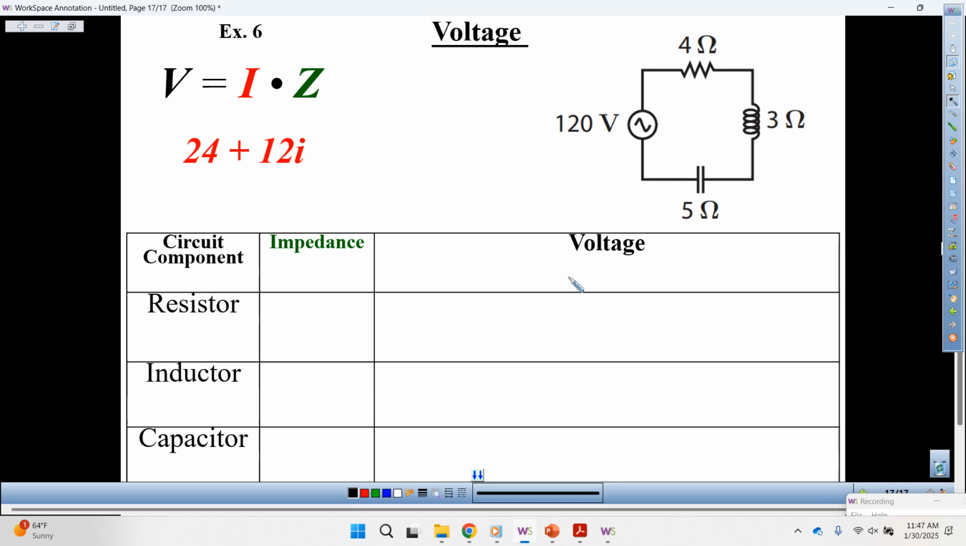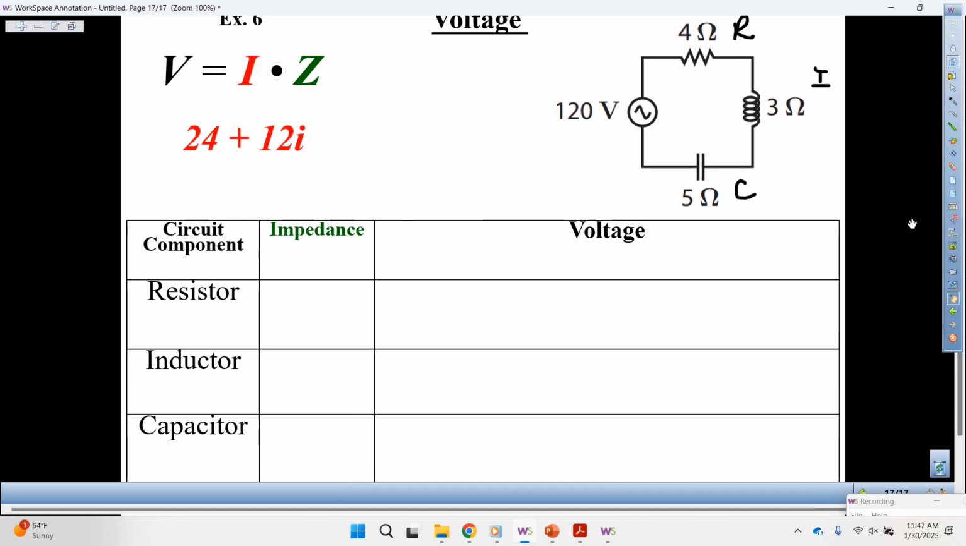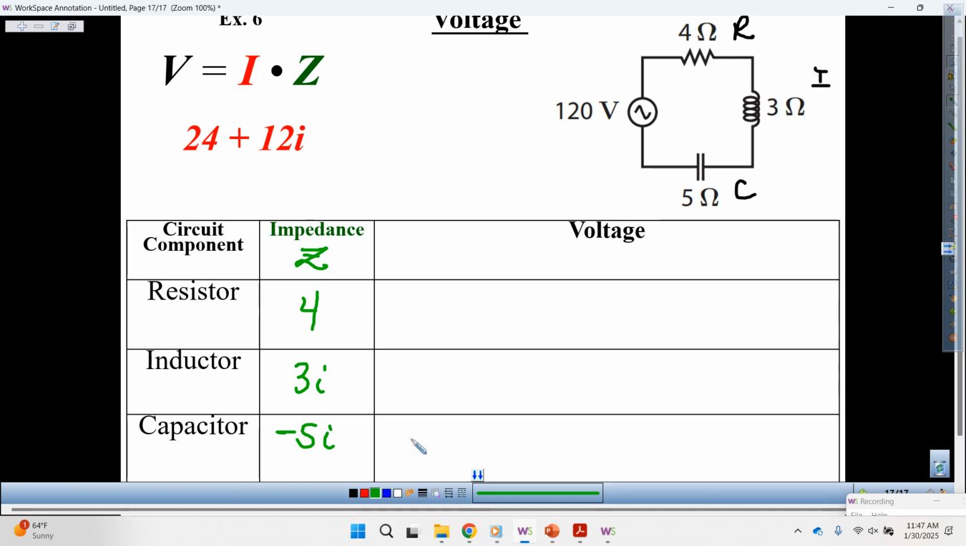So, let's label our diagram. This is our resistor, inductor, capacitor. So with that, what do I write for the impedance? What do I write here, Jesus? Go. 4, 3I, and negative 5I. Hands, have you got that so far?